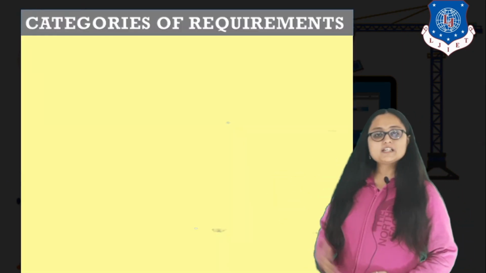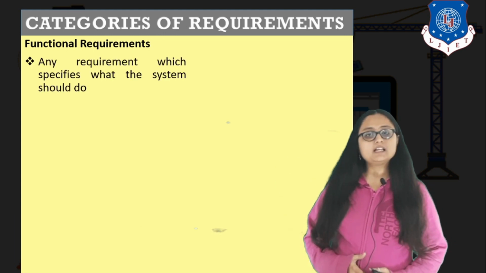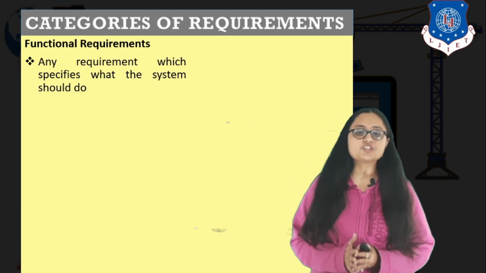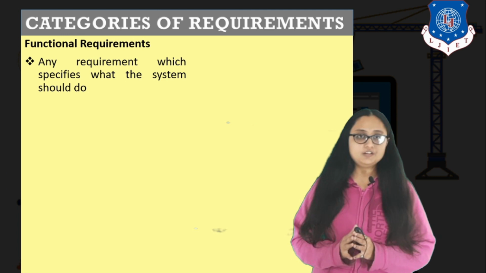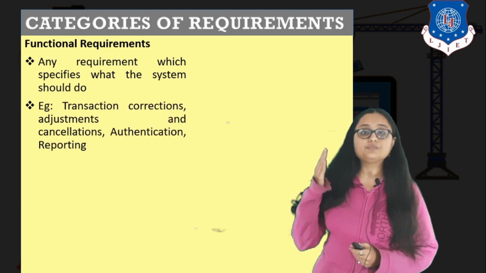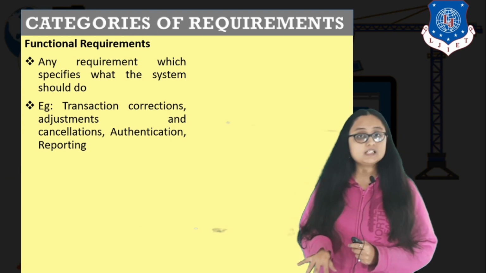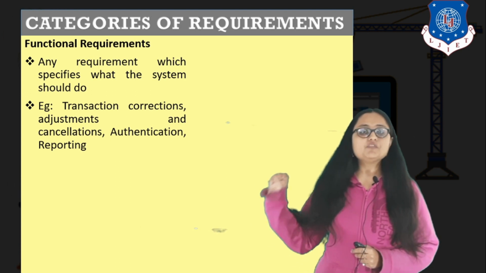So our first topic is categories of requirement, and the categories are functional requirement and non-functional requirement. Now let us study in detail what you mean by functional requirement. Functional requirement is basically any requirement which specifies what the system should do. All the functionalities that your customer requests to be implemented inside your project are known as functional requirements.